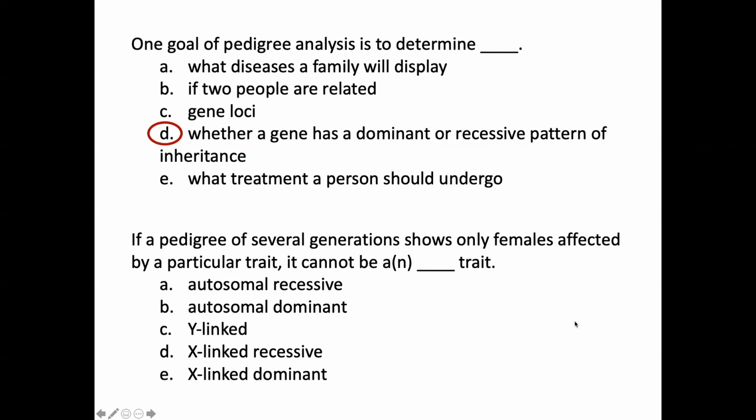Let's see the second one. If a pedigree of several generations shows only females affected by a particular trait, it cannot be a what trait? So you can pause here and think. Okay, so this question has two keywords. One is females, another one is cannot. Females do not have a Y chromosome, therefore there's no Y-linked trait. So the correct answer is C.